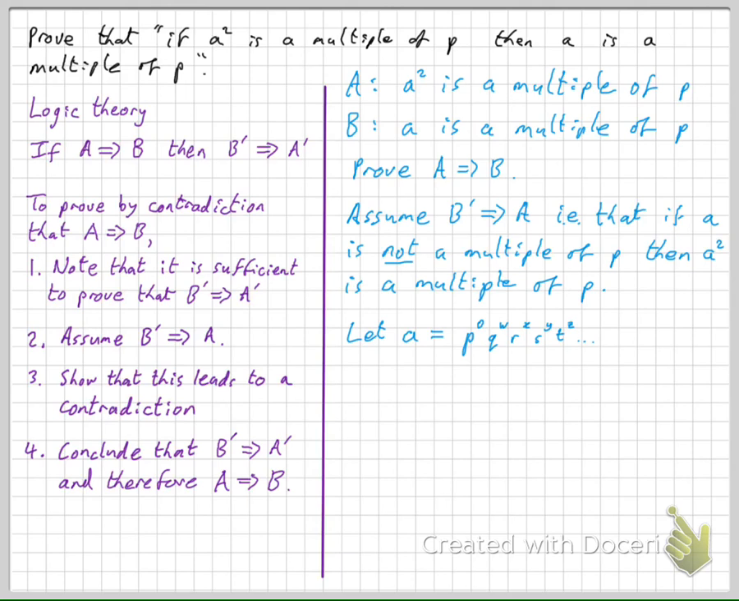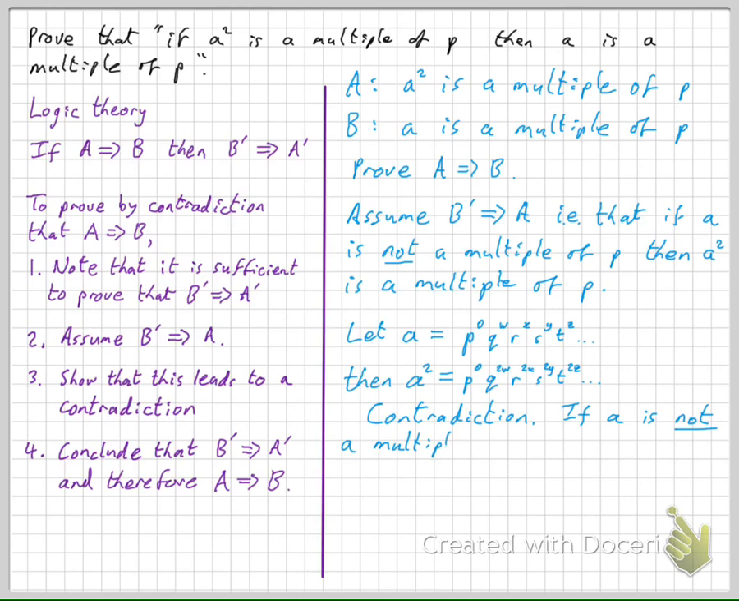Now, if we square a, we're going to double all of the powers on those primes. So double 0 is 0, double w is 2w, and r to the 2x, s to the 2y, t to the 2z, ... So all we've done is double all of the powers here to get these powers here. Now we can see very clearly there that if a is not a multiple of p, then a squared is also not a multiple of p either. So we've gone against our assumption. This is a contradiction.